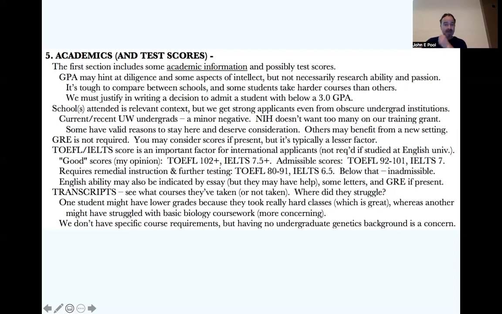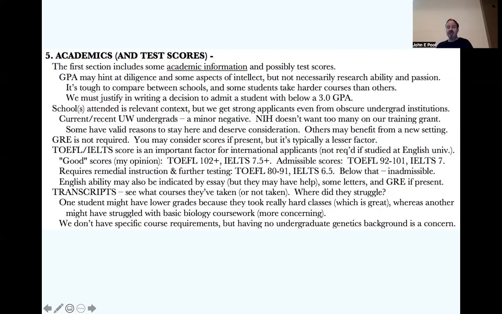So I encourage people to be open-minded about the institutions that people come from, even if it might subtly influence how we're looking at a particular GPA, let's say.